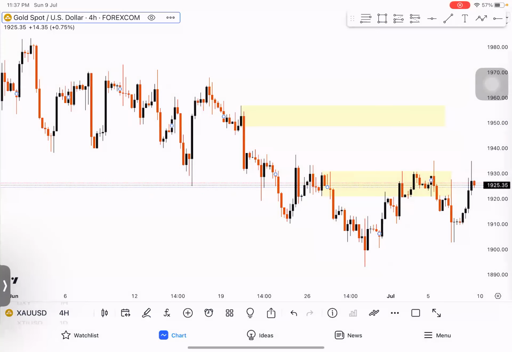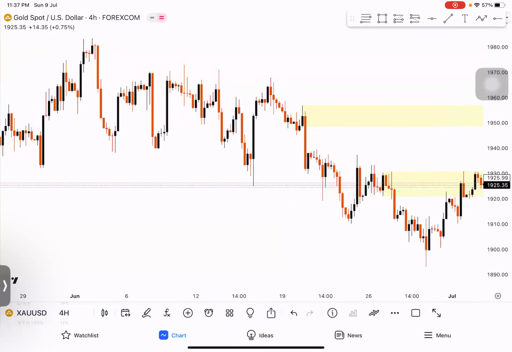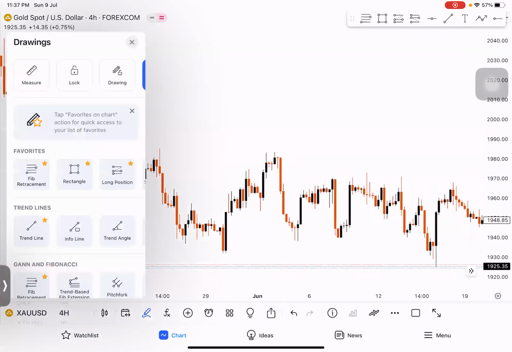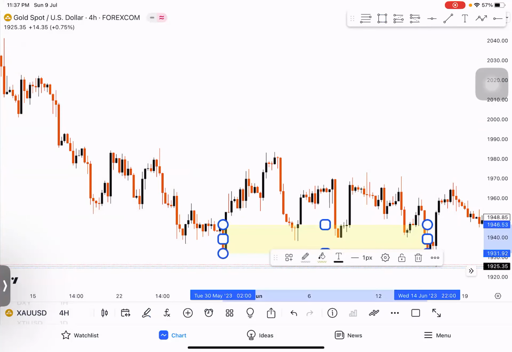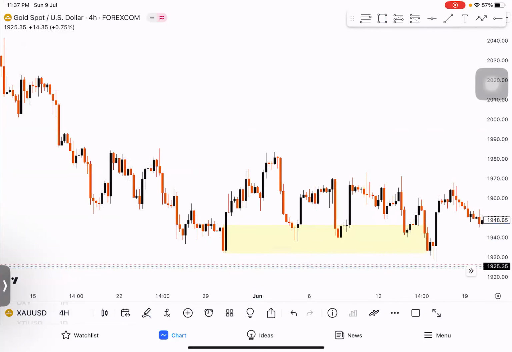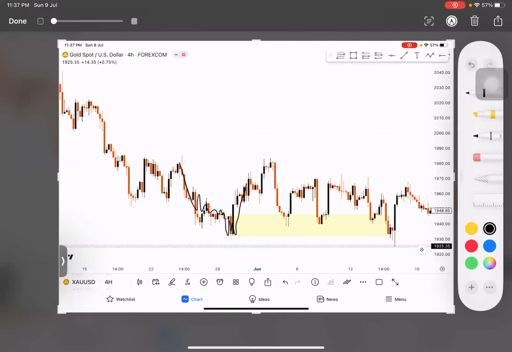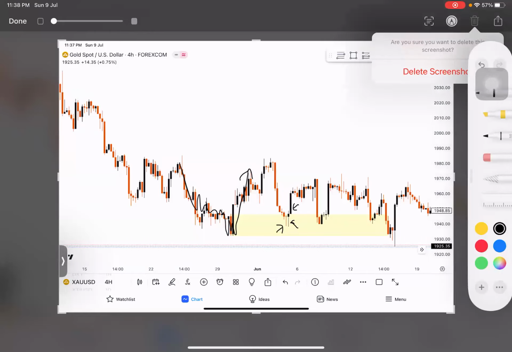And for the demand zone, let me show you. Here, this is the drop base rally. You can see, drop base rally. After price comes in, you wait for the bullish candlesticks, guys. You wait for the bullish rejection candlestick to form, and you can try to enter when this candlestick forms. So this is how we mark the supply and demand zone.